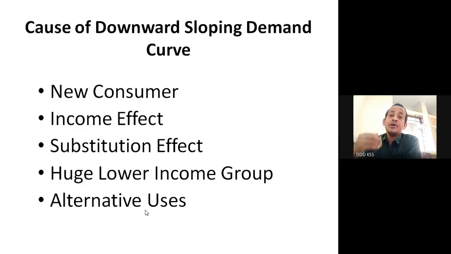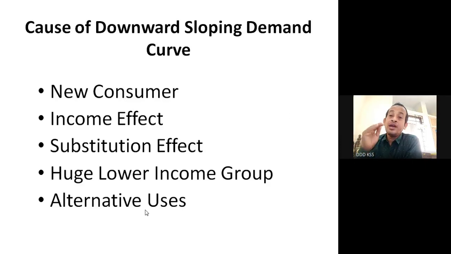Another reason is the income effect. In the income effect, what happens? When the price falls, the real income of the consumer increases. Real income means the money which the customer can spend, or the savings which the customer can spend for necessary purposes.